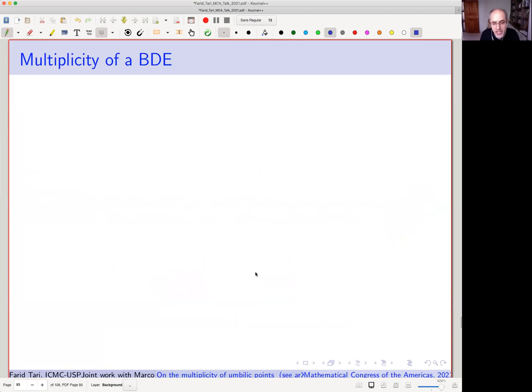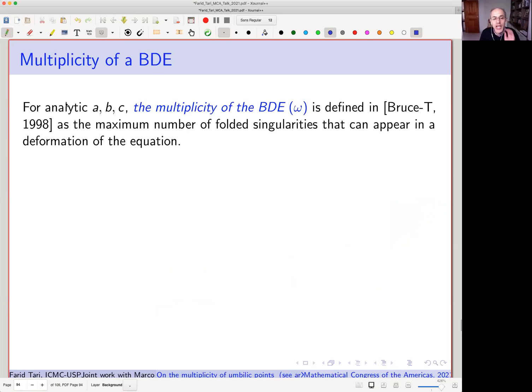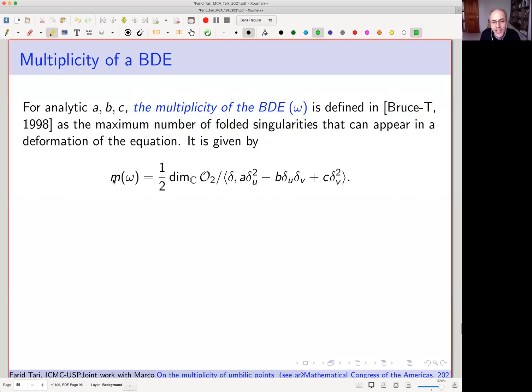And these singularities are called folded singularities, okay? The stable folded singularities. In this paper with Bruce, in this paper with Bill 98, we introduced the notion of the multiplicity of the equation. So it counts the maximum number of folded singularities that can appear when deforming the equation. Okay, and it is given by the codimension of this ideal.